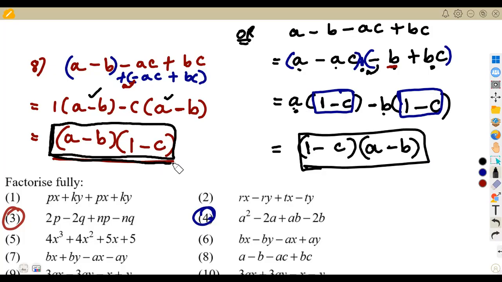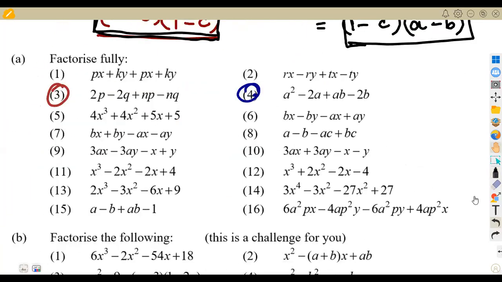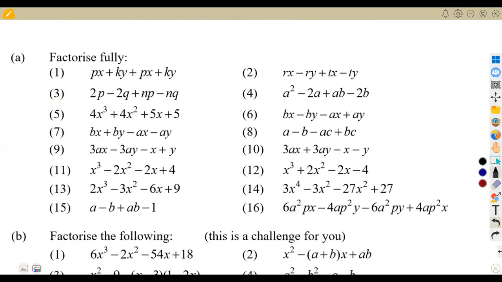Like I said, on your factorization, the order of the brackets does not matter. Whether I start with 1 minus C and end with A minus B, or I start with A minus B, it's one and the same thing. So, like I said, by grouping, it's in your hands. You work it the way that you understand. How are you going to group your terms? You do it the way that you understand.